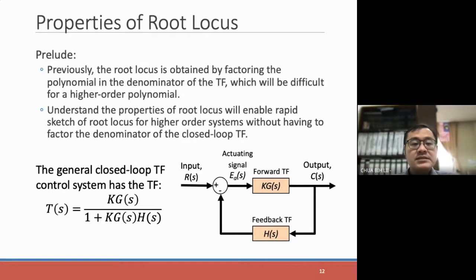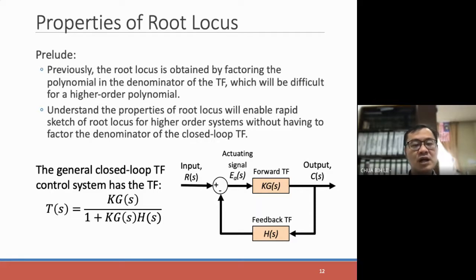So here are the properties of the root locus, just some ideas of the root locus itself. Previously we said that the locus is obtained by factoring the polynomial of the denominators of the transfer functions. And from there, after we understand the root locus and its properties, we can roughly guess from the root locus.